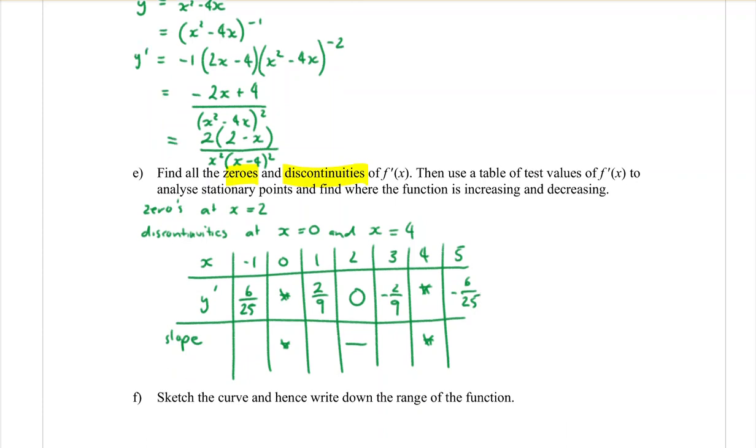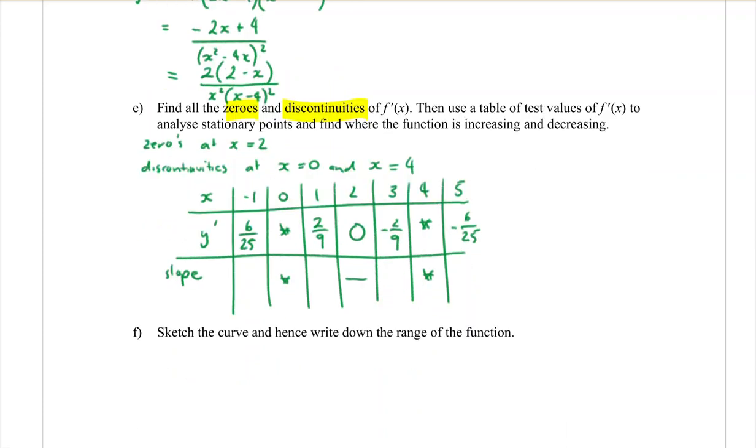Okay, so for slope, don't remember, the number's not important, it's the sign. So positive 6 over 25 means sloping upwards. Positive 2 over 9, sloping upwards. Negative 2 over 9, sloping downhill, and downhill for the negative 6 over 25 as well. So we can see in the middle here, this is a turning point. We have positive, 0, negative, so there's a maximum turning point right there.